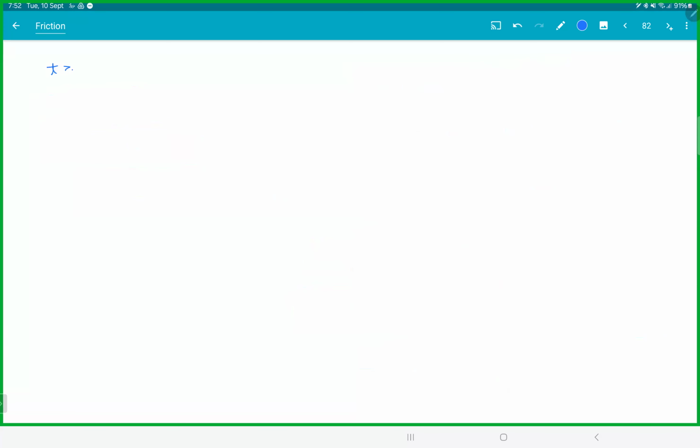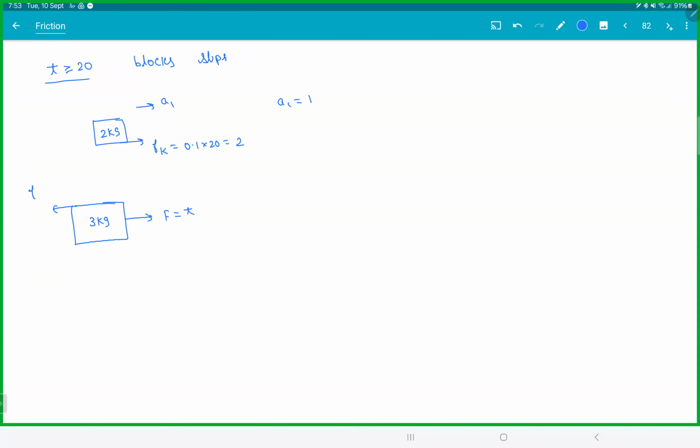Then for T greater than 20, the blocks slip. Then if the blocks slip, you draw a new free body diagram. This is 2 kg. This is F kinetic, which is 0.1 into 20. That is 2, and acceleration A1 is equal to 1. This became constant. If I take 3 kg, this is F is equal to T, and this is Fk is equal to 2. This is A2. T minus 2 is equal to 3A2. So this is T by 3 minus 2 by 3. Got the accelerations?